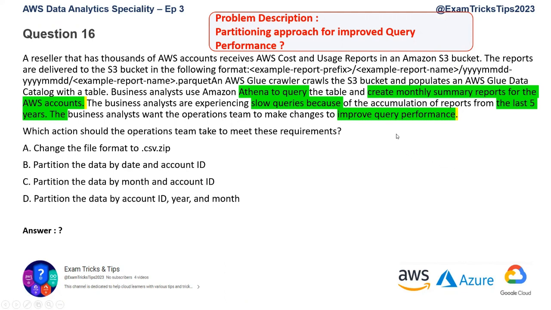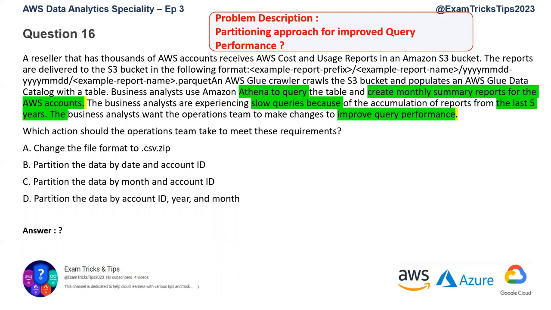Now, what's the problem on hand here? We're looking for a partitioning approach for improved query performance. We have AWS accounts' cost and usage reports being stored in S3 buckets. Athena is being used. Monthly summary reports for AWS accounts are being created, and that's the key requirement here. The queries are getting slower because there's a lot of data accumulation of reports over the last 5 years, and the business analyst wants to improve the query performance.